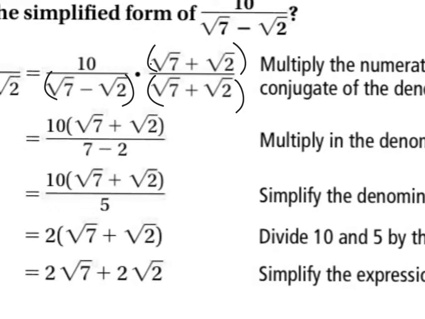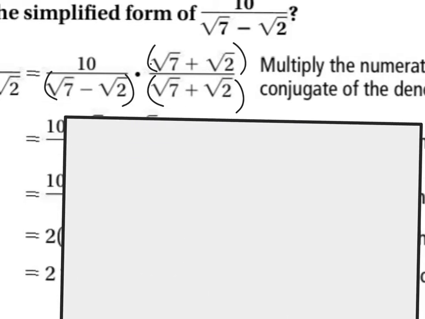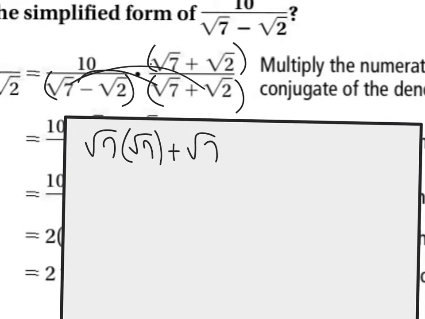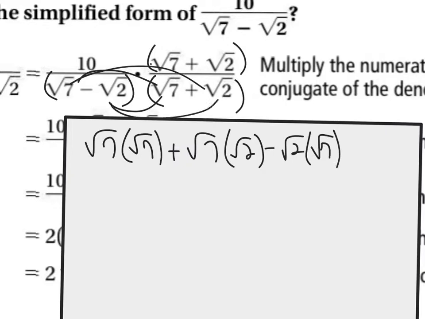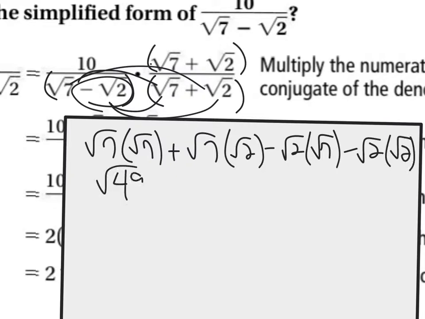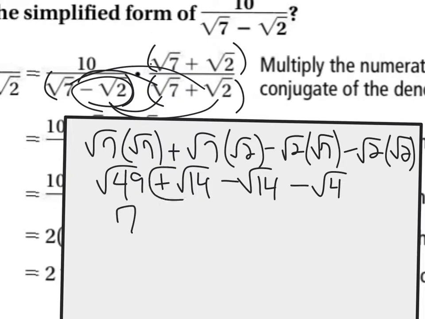And then what's going to happen in the denominator, they didn't show all of this, but when we're foiling this out, basically the middle terms are going to cancel out, kind of like when we did a difference of squares earlier in the year. Okay, so this is square root of 49 plus square root of 14 minus square root of 14 minus square root of 4.